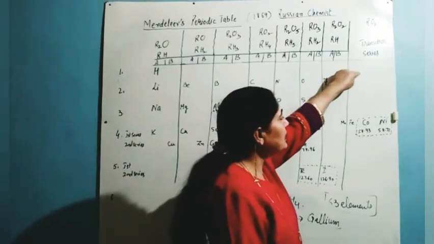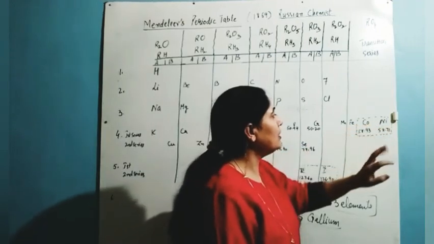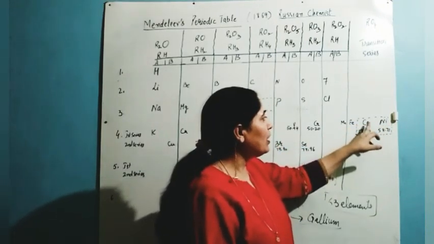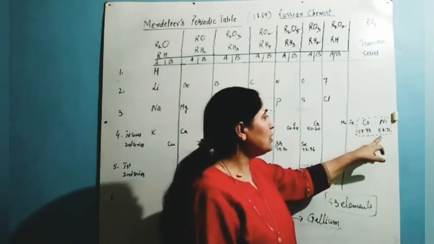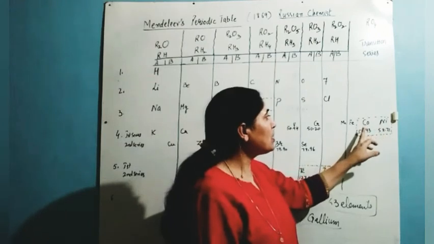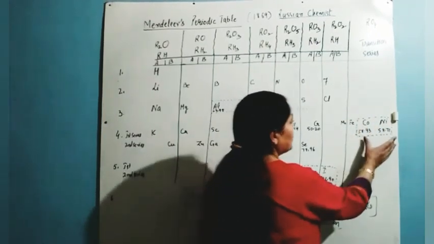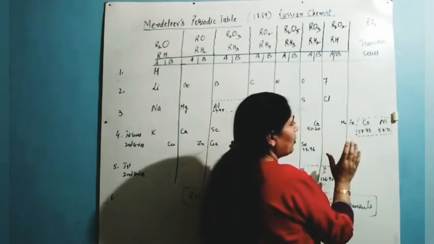Now let us consider the transition series. In this series, you will see the cobalt and the nickel. Nickel has atomic mass 58.7. Cobalt has atomic mass 58.93. So what must be the first position? Nickel must come prior to that of the cobalt. But the adjustment was only in order to have similarities in the properties.